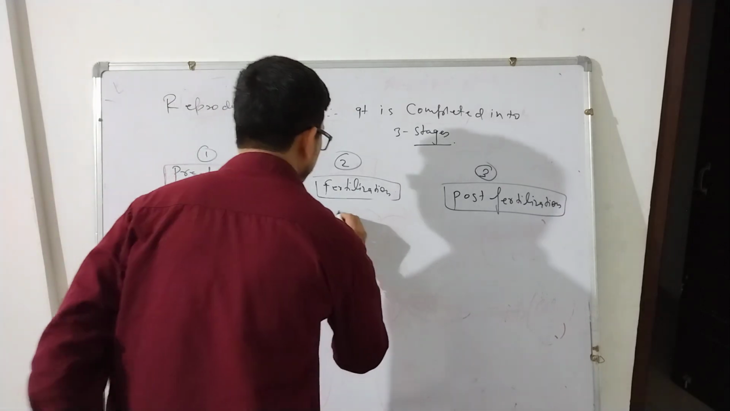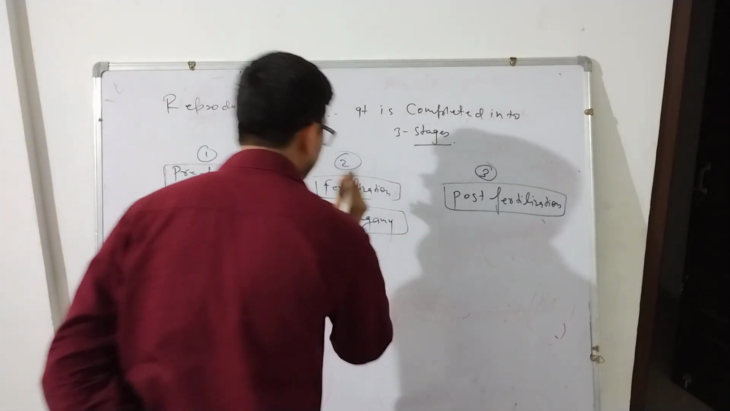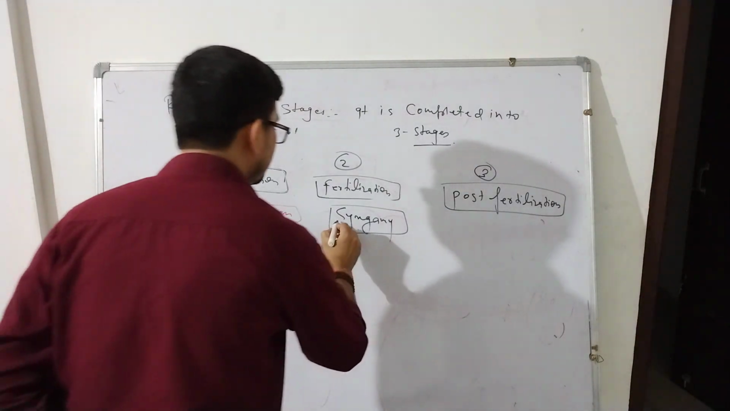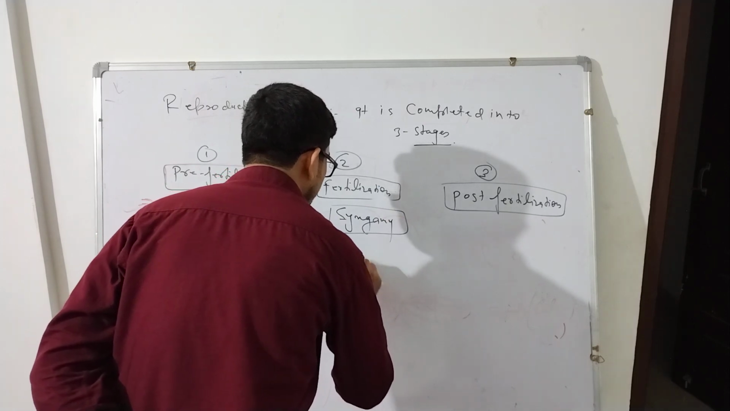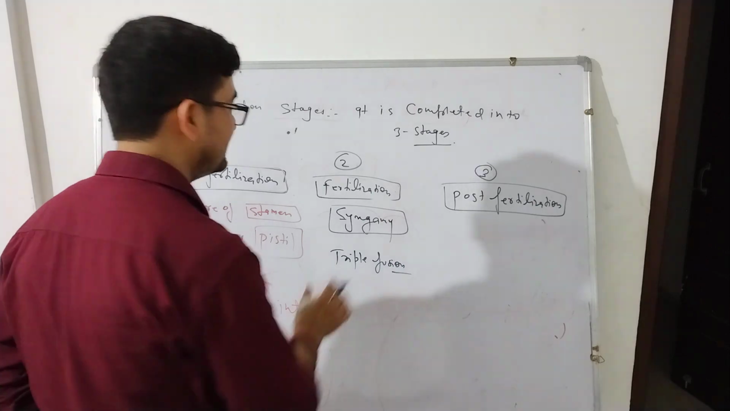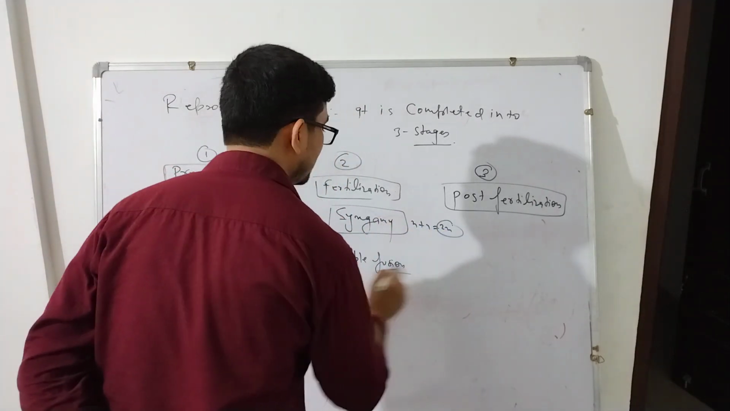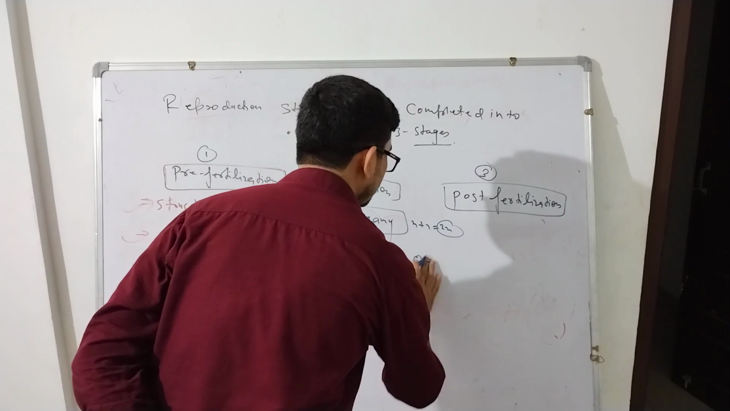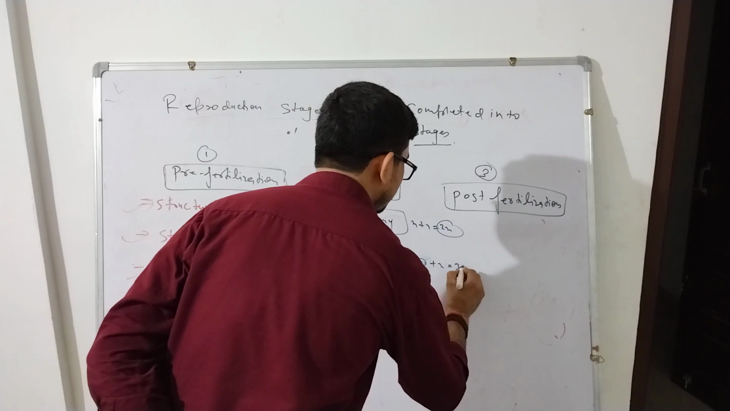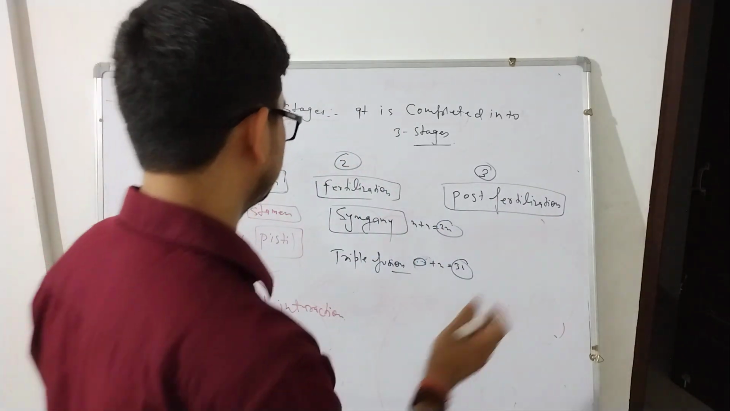After interaction, suppose interaction is done and compatibility is confirmed, what will happen? Here we go to syngamy. Syngamy is the part of fertilization. What is syngamy? Fusion of two gametes is syngamy. And another one is triple fusion. Why triple fusion? Syngamy means n plus n to form 2n. Triple fusion means two polar nuclei fuse with a male gamete to form a 3n cell. This is the condition we are going to study later.